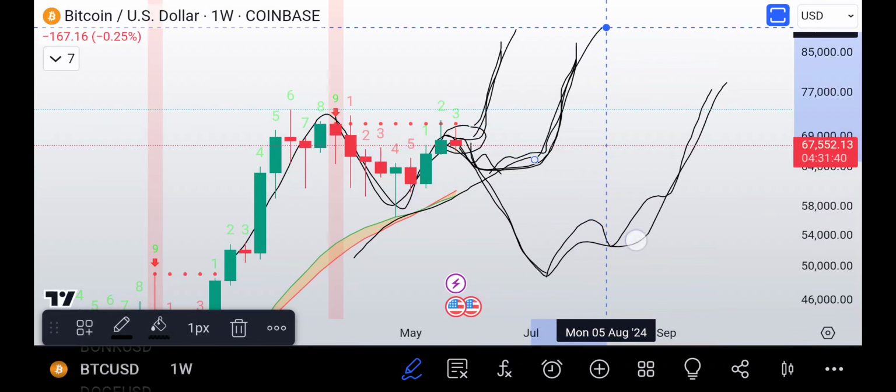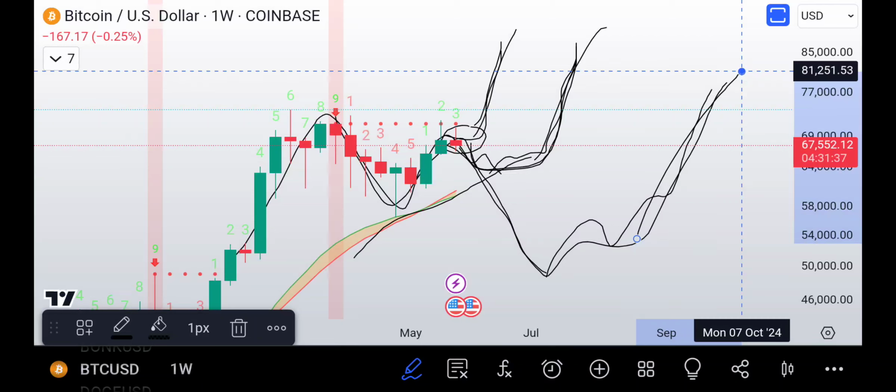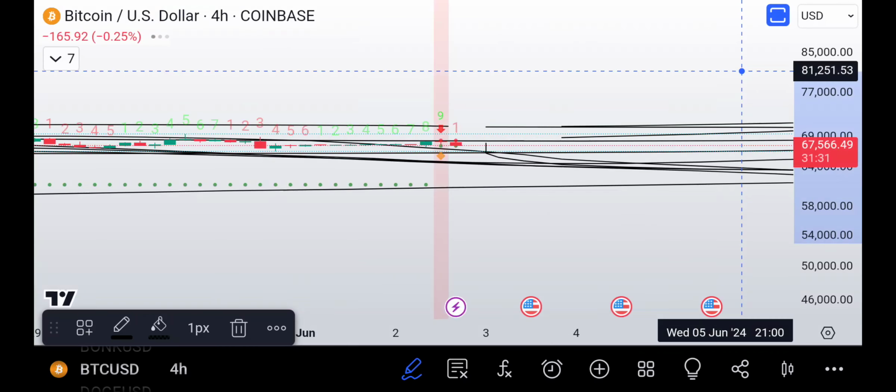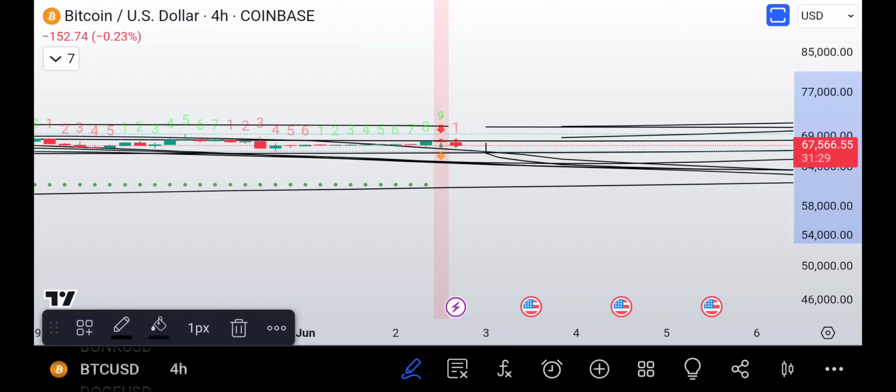They're all going in the correct direction. The difference is how they get there and the time it takes to get there. So we'll talk about it. So let's zoom in and look at the 4-hour chart.